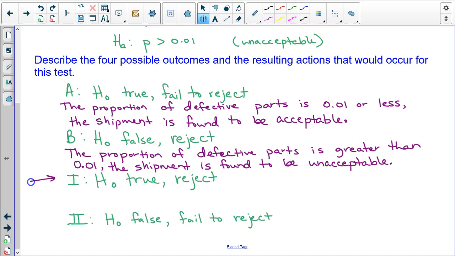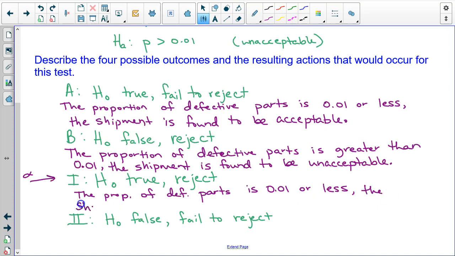And type 1, remember, this is alpha, so the probability of making a type 1 error. So that's what we always try to keep really small when we're solving these problems, right? So what would that mean? Okay, the null is true, so the proportion, you help me, the proportion what? Is 0.01 or less. Good. All right. But we reject that. So what does that mean? The shipment is found to be unacceptable. Ooh, that's not good, is it? It meets the requirements, but we find that it's not acceptable, so we send it back.